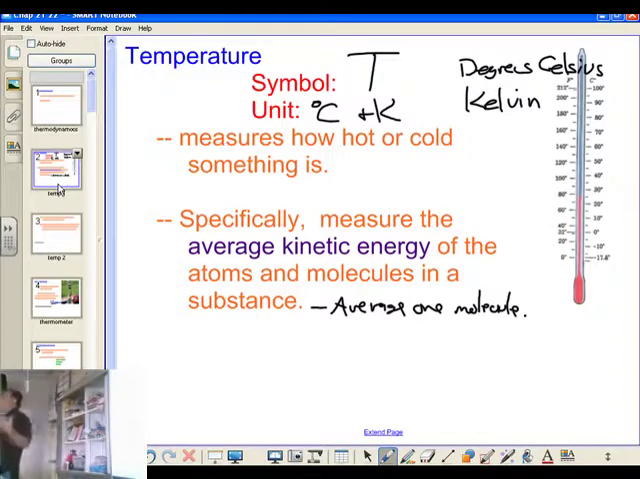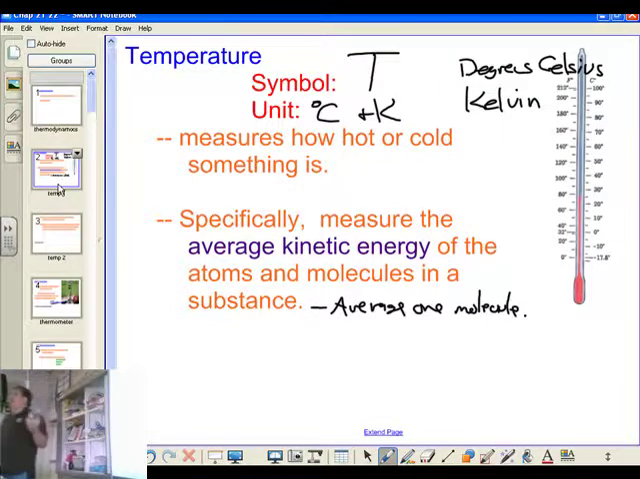We're talking about speed here because as we add energy to something, its kinetic energy is going to go up. As we take energy away from something, its kinetic energy is going to go down. But the mass is not going to change. If I had a beaker of water, is the mass of the water molecule changing? No. But the speed is.